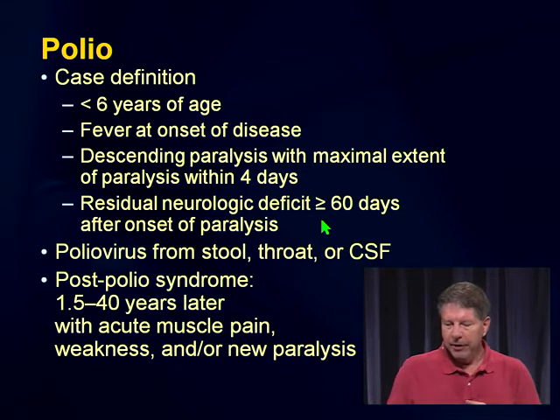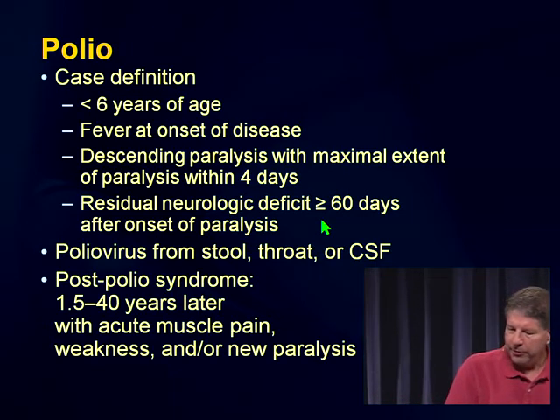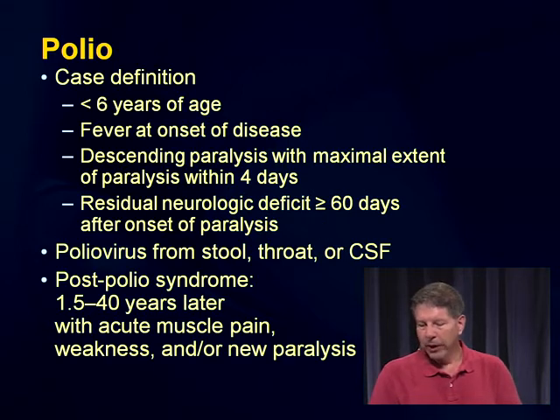So the case definition, you have to be under the age of 6. This is the World Health Organization case definition. Fever when the disease starts, a descending paralysis with the maximum extent within 4 days, and then they have to have neurologic deficit for longer than 60 days. And you can culture from everywhere: stool, throat, spinal fluid. And then there's this post-polio syndrome that we're seeing in adults now who had polio as a kid. I don't think they'll ask you about that.